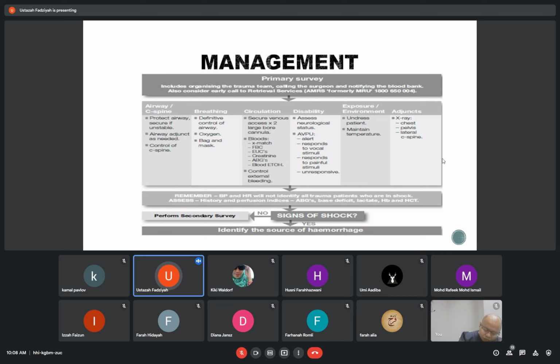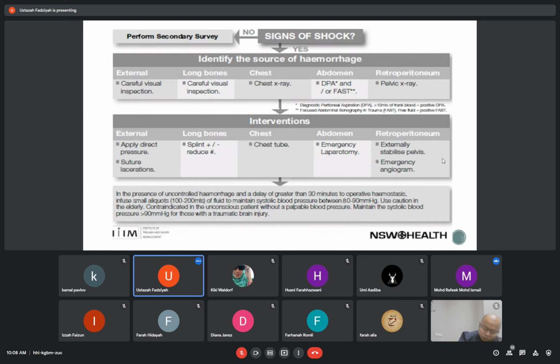So if there is no sign of shock, then we can proceed with secondary survey. But if there is a sign of shock, then we need to identify where the source of the hemorrhagic shock. So if there is signs of hemorrhage, so we can see the external lah. So kita tengok external dia, any open wound ke that leads to the hemorrhage ke. And then long bones, we can do chest X-ray, we can do fast scan and then pelvic X-ray juga. So this can proceed dengan kita punya intervention lah.